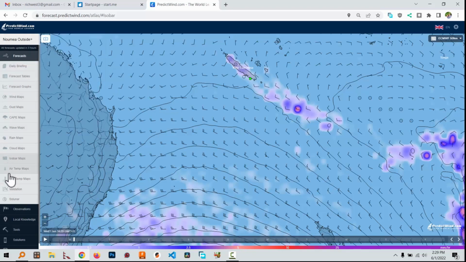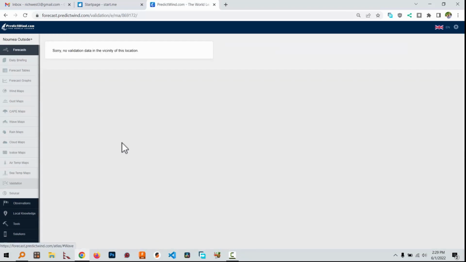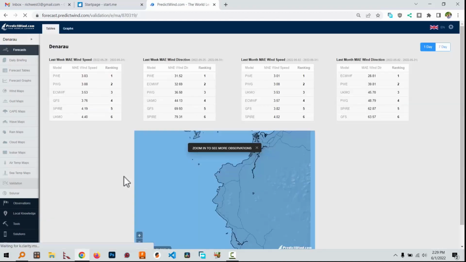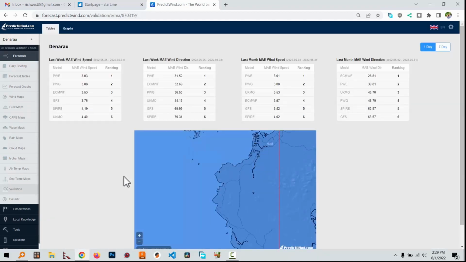And we'll go to a tool called Validation over here on the left-hand side. And when we do that, it says no validation data available. So let's try another location. Let's try something pretty popular. Let's try Denarau in Fiji, which is a ways away from us, but maybe in the same weather band, so maybe these numbers are accurate.